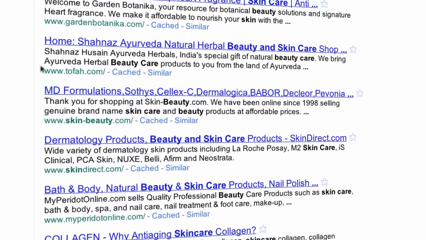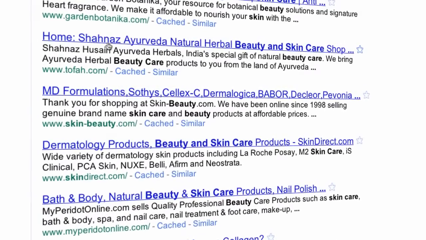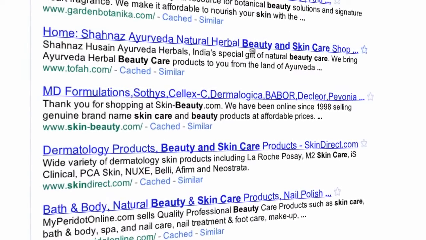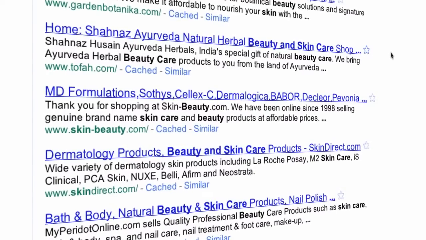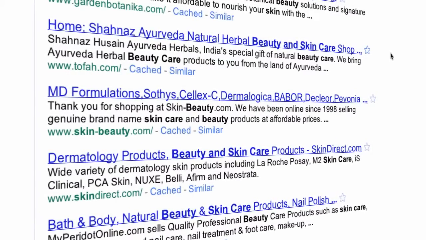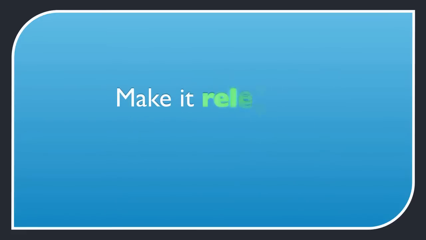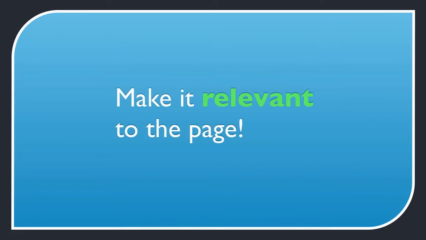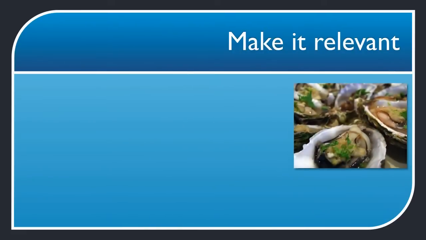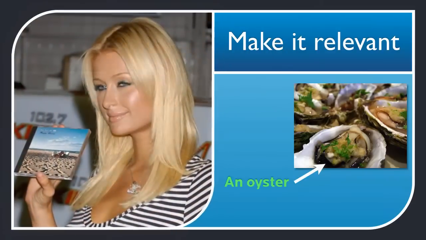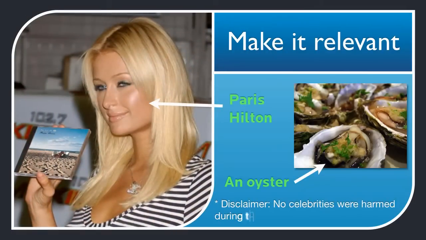If your titles are longer than 8 to 10 words, then that scanning becomes more difficult and may be overlooked by the searchers. So, as a rule of thumb, aim for 8 to 10 words and 50 to 80 characters. Make sure your title tag is relevant to the content of your page. If the content is about oysters, don't then have a title tag that mentions Paris Hilton.